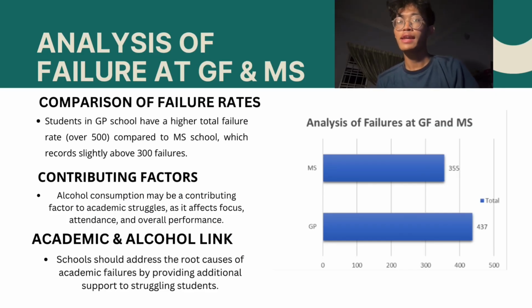So next, we analyze the correlation between alcohol consumption and academic failures in GP and MS schools. GP recorded over 500 failures, while MS had just above 300. Although GP has a larger student body, the data suggests alcohol consumption may exacerbate academic challenges across both schools. Addressing this could involve enhancing academic support while reducing substance-related distractions.